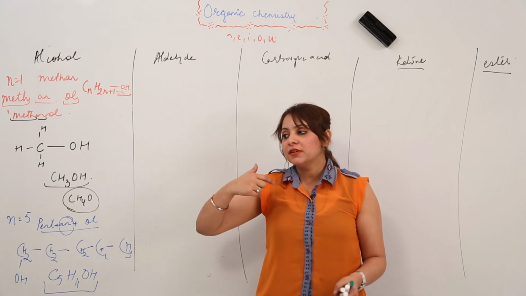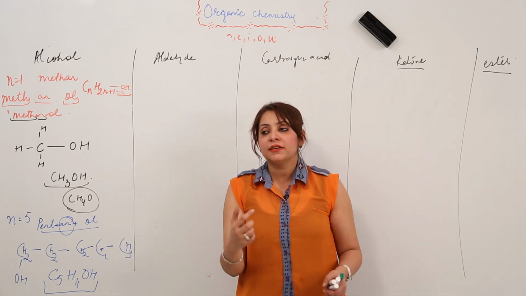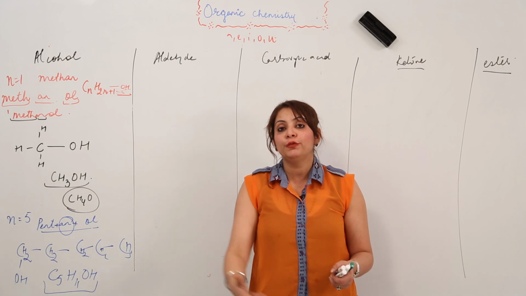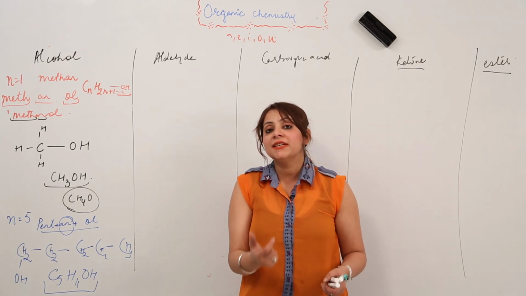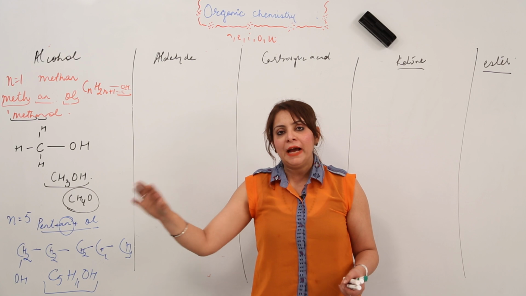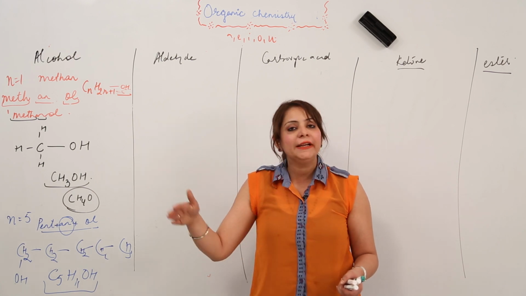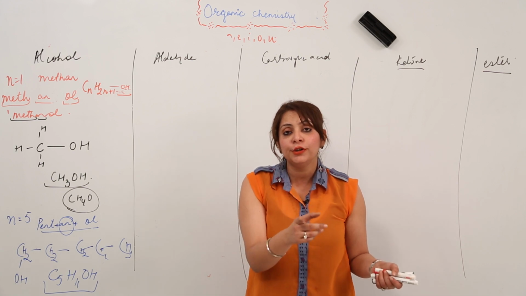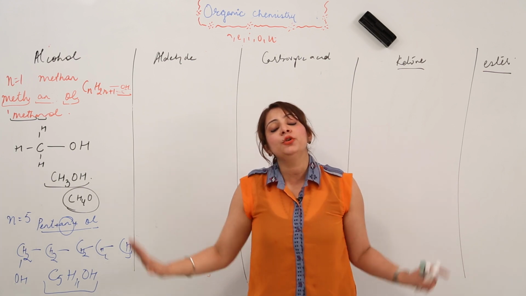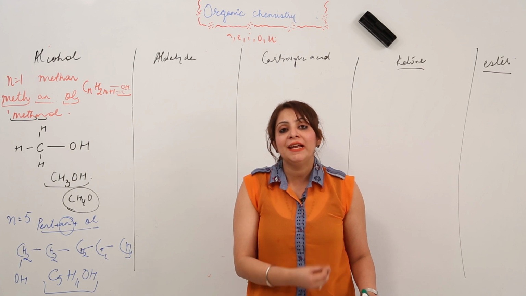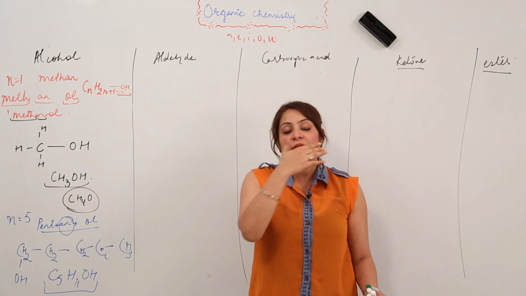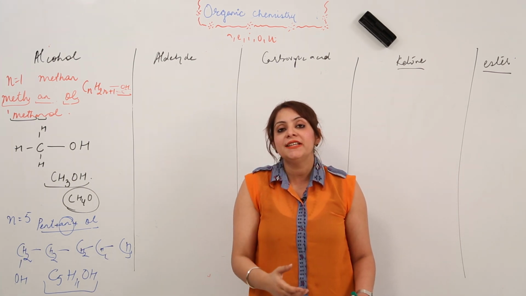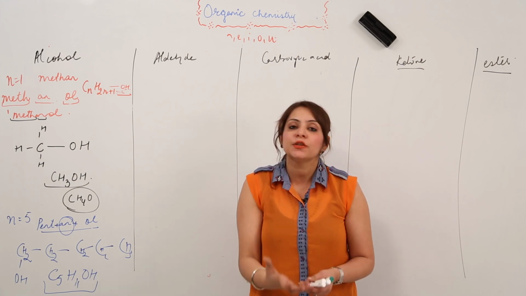Then write the meaning of each word involved in the naming, right? Prop means 3 carbon, put 3 carbons. Ane means the single bond, put single bonds. Ol means the OH, just put it at the corner. You need to remember that, I told you. Then after doing all this, you just need to satisfy the valency by putting in as many H as required, right?